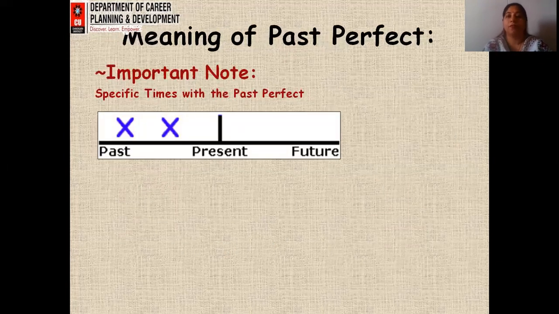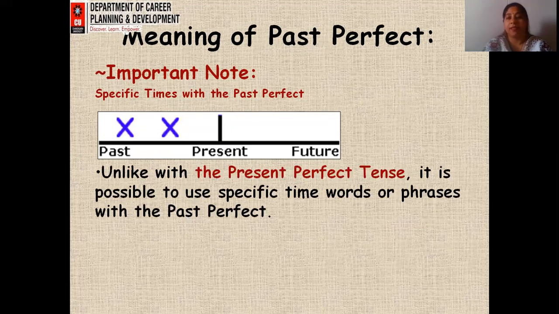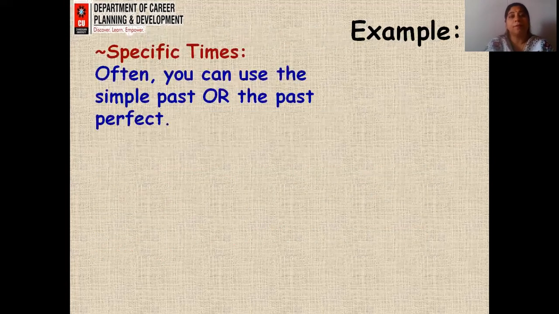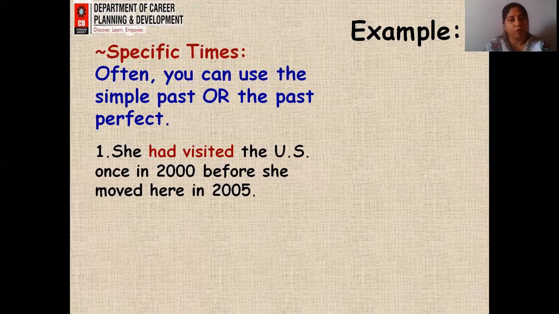Next there is an important note about specific times with the past perfect. Unlike the present perfect tense, it is possible to use specific time words and phrases with the past perfect. Although this is possible, it is usually not necessary, right? So we can use it, unlike present perfect tense. For example, with specific times like often, you can use simple past or past perfect for both the cases, right? For this word, specific time of often.